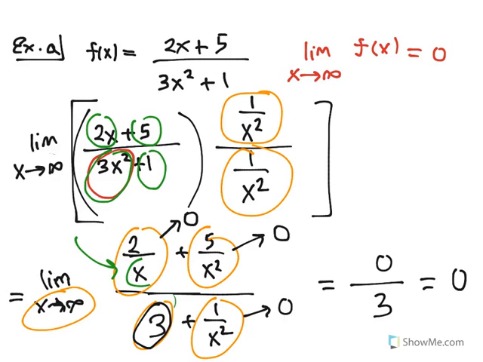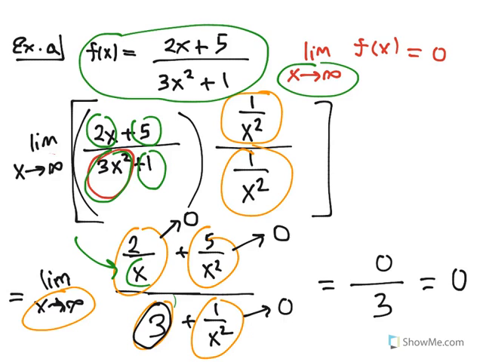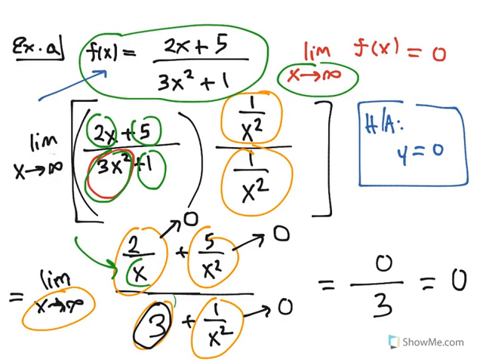But before we look at example B, we will make a note about the graph of this rational function. Because the limit at infinity is 0, the graph will have a horizontal asymptote, and the horizontal asymptote will be the line y is equal to 0. And you can verify by looking at the graph of this function.